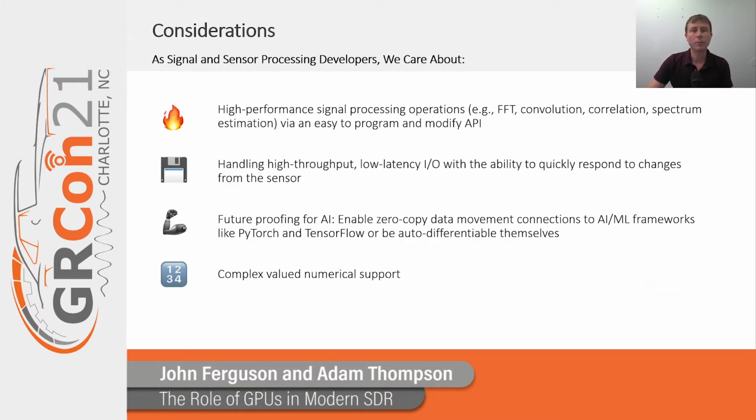Okay, so when considering doing signal processing with GPUs, there are a few things that we do care about. One is the ability to do high performance signal processing operations and an easy to use API. We care about throughput. We want to be able to do low latency, high bandwidth compute. And for this particular problem, we want to make sure that we're future proofing this for various AI APIs. And then, of course, almost all compute for signal processing is complex valued.